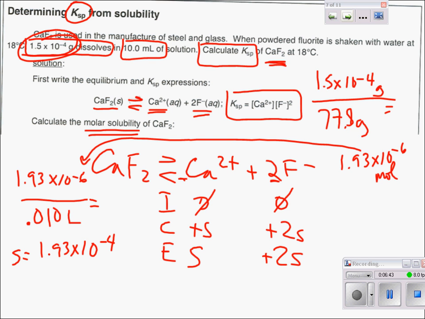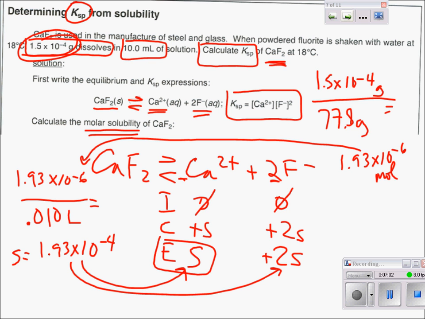Then, to solve for my Ksp, I go to my E line. This value is going to represent my S here. The S goes in here, and I get my values for the ions, whatever the ion concentrations are at equilibrium. Since this is just S, this is the same thing as 1.93 times 10 to the negative 4th. In order to get this value for F−, because there's two of them, I have to double that value. When I double 1.93 times 10 to the negative 4th times 2, I end up with 3.86 times 10 to the negative 4th. So my equilibrium value is 3.86 times 10 to the negative 4th right here. This is the same since it's just S, 1.93 times 10 to the negative 4th.